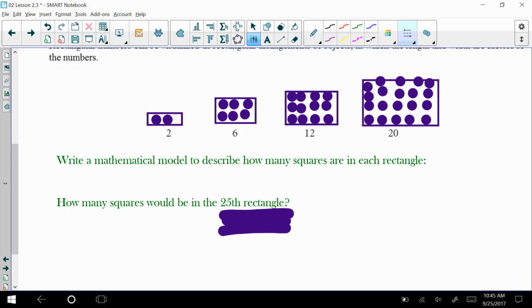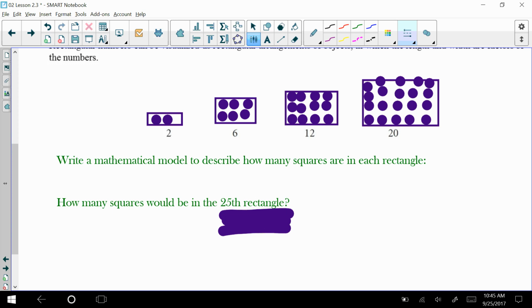So first, let's think: in the first rectangle, which is the first term, and in the second term, I have 6 dots. So instead of just saying, okay, it increases 4 dots, and then it increases 6 dots, and then 8 dots, and then 10, and then 12, and so on, that's going to be pretty hard to determine what the 25th rectangle looks like without actually drawing 25 rectangles and counting all of the dots. So I want to look for some other patterns I see.